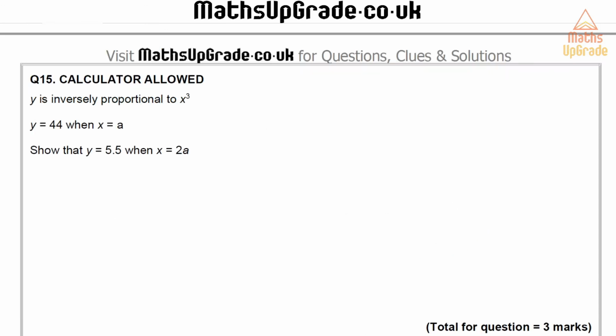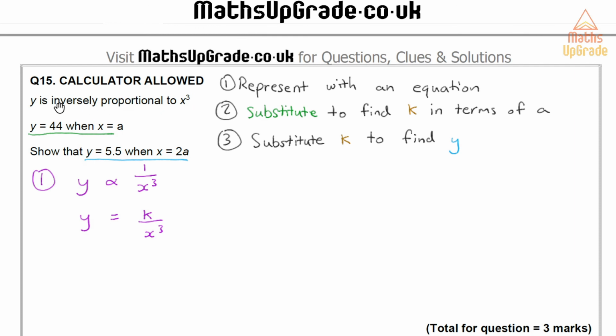Question 15, I'm told that y is inversely proportional to x cubed. I'm given the values of y when x is equal to a. Show that y equals 5.5 when x equals 2a. So in this question, I'm going to represent this with an equation. I'm going to substitute this to find k in terms of a, and then I can substitute k to find y given the value of x.